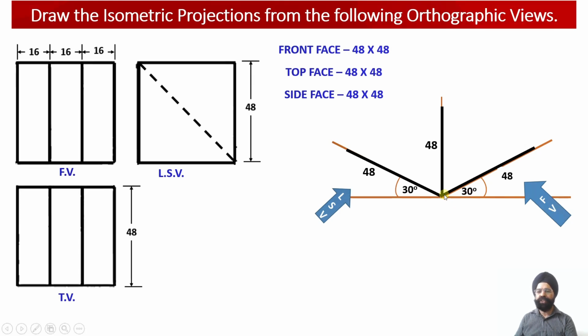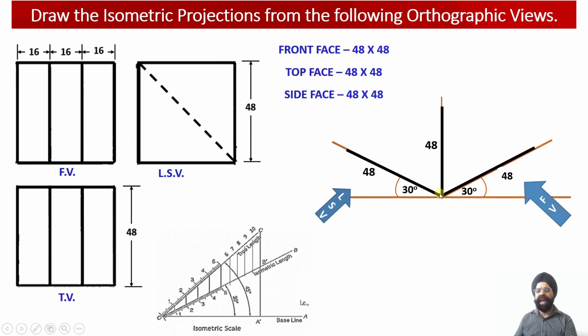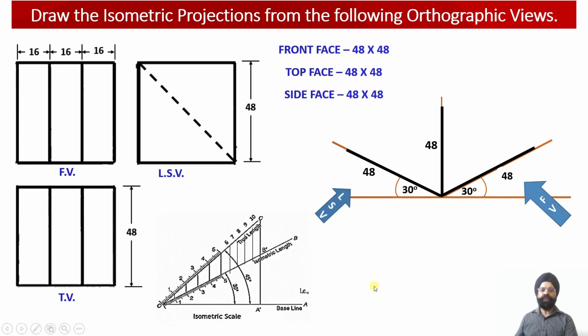All the dimensions which will be projected in the isometric construction will be equal to 48 millimeter. That is the length of the solid as it is shown in the front view, this will be 48 millimeter. The height of the solid, which is again equal to 48 millimeter, will be shown along the Y axis, and the width of the solid, which is equal to 48 millimeter, will be constructed along the X axis over there. Let us first of all discuss the geometry of this object.